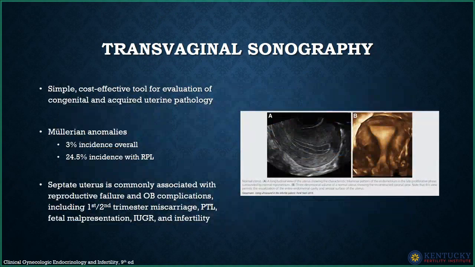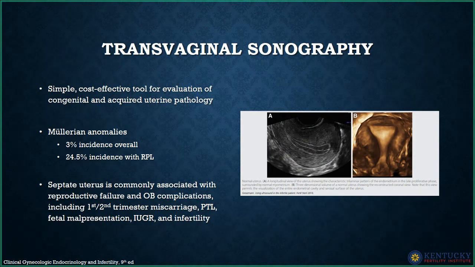Just to return to the transvaginal sonogram, again, this is probably going to be our first line screening for most patients. This image just shows a normal uterus in two dimensions and then a 3D reconstruction of a coronal plane where you can see just what a normal uterus looks like. Again, this is a very easy test. It's very well tolerated. It's very inexpensive. And so most of us are going to start with this for uterine screening.